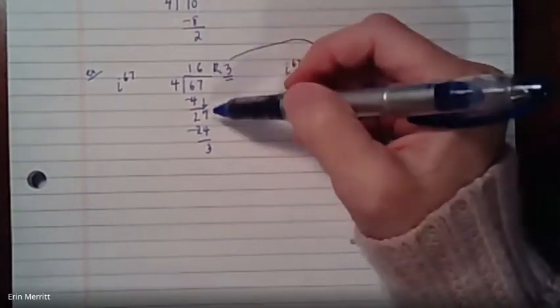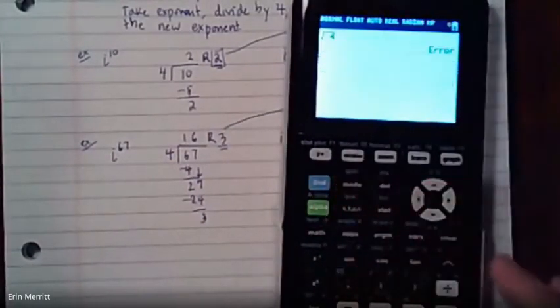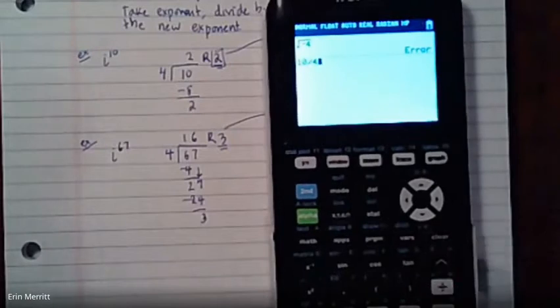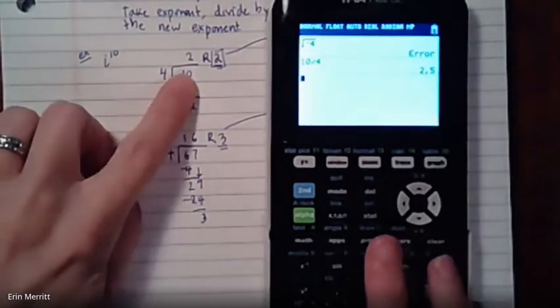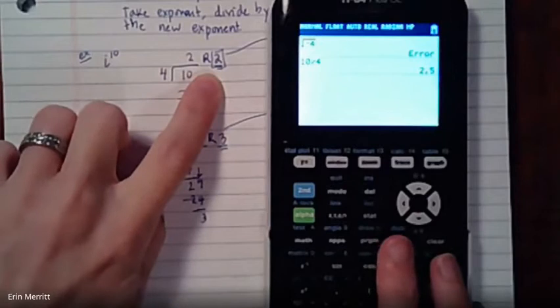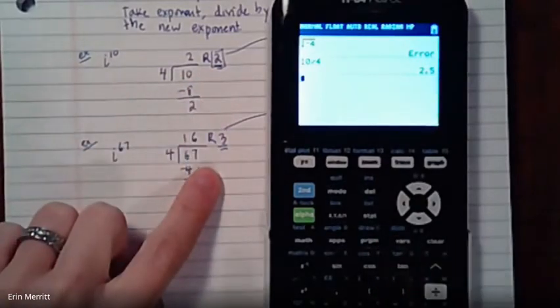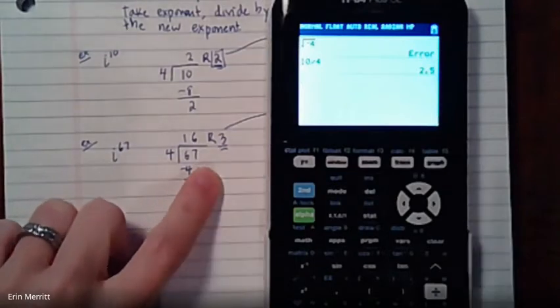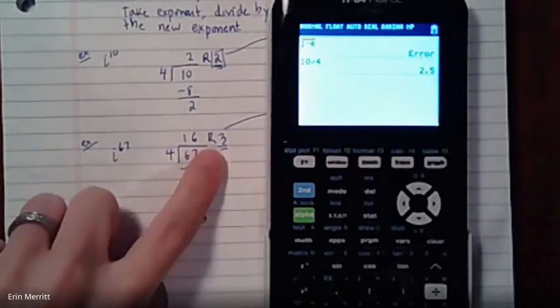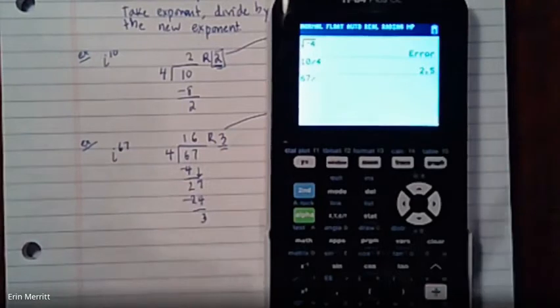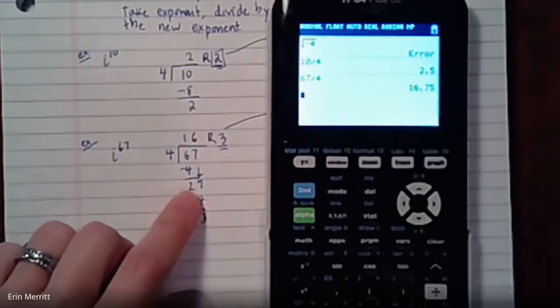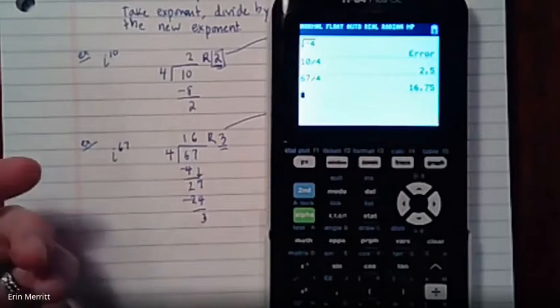What I want you to think of is you could do the long division, but you can also do this pretty simply on your calculator. So if we did 10 divided by 4, which was the first one, you would get 2.5. So if I get a remainder of 0.5, that's the same as a remainder of 2, right? Here we're saying this is remainder 3. Well, let's think. If we do 67 divided by 4, you get 16.75. That was a remainder of 3.